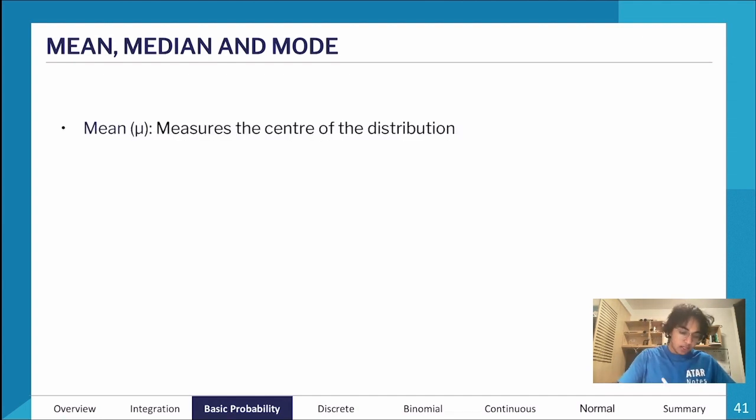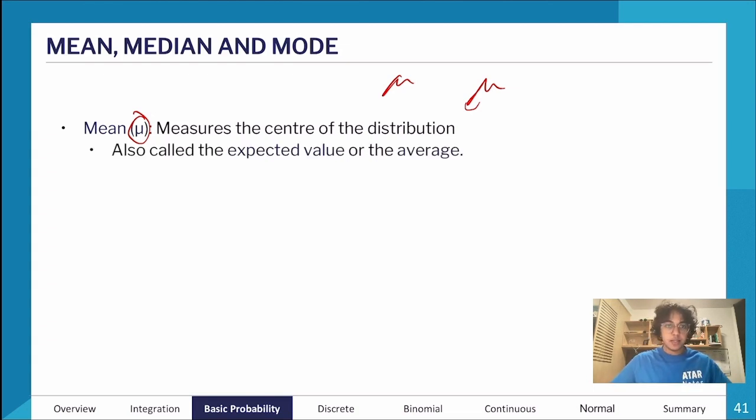So mean, please remember this symbol. It's how we represent it in methods. That's called mu. The way I usually write it is just like a U, but I start with a tail out the front, right? So the mean measures the center of the distribution, right? And it's also known as the expected value.